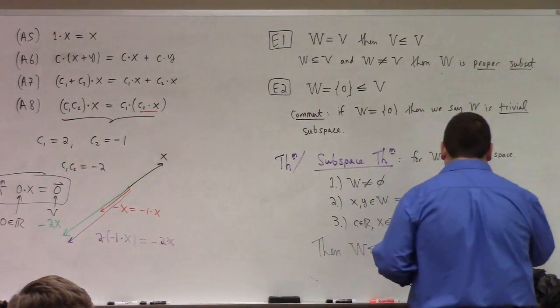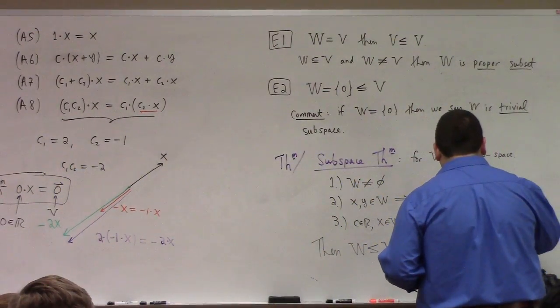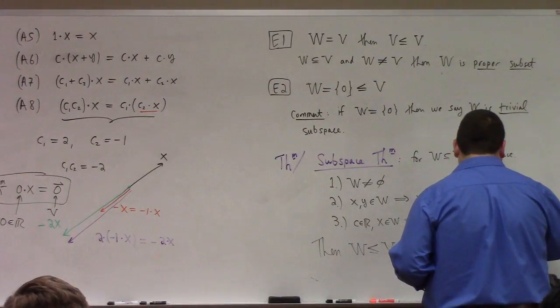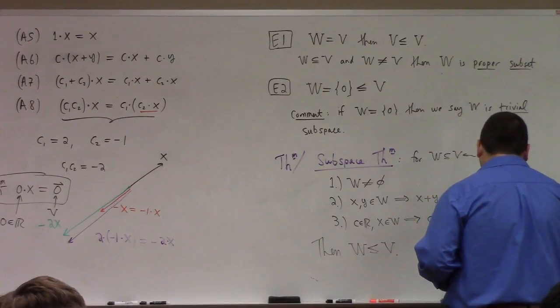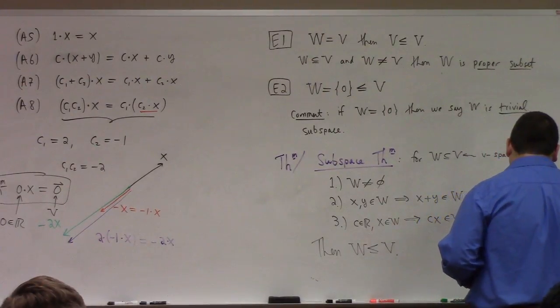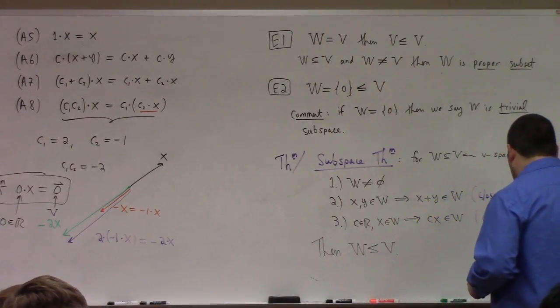This is closure of addition for W. This is closure of the scalar multiplication. You need both of those.